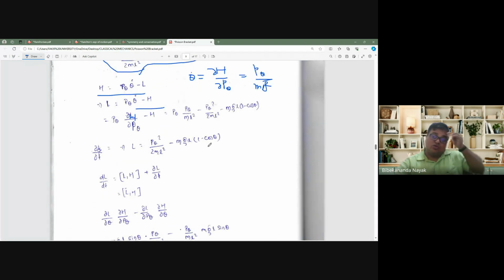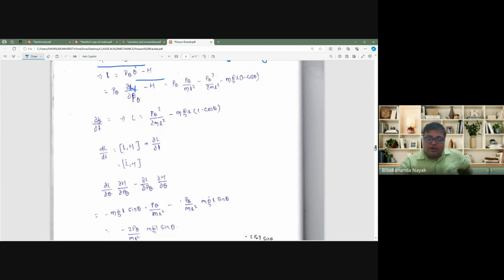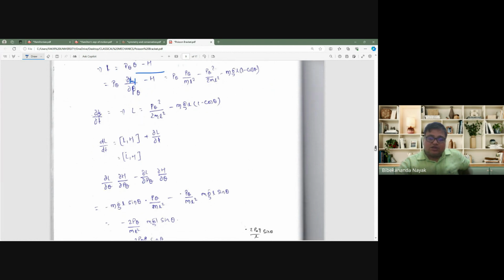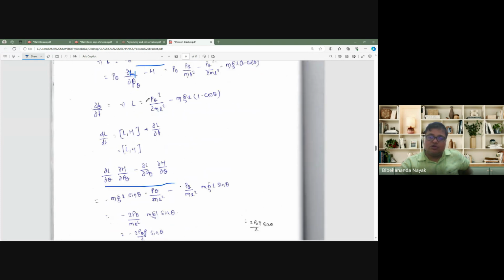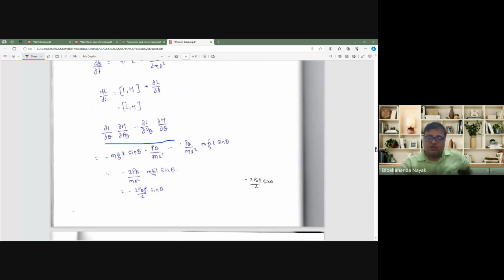Means it will be how much? m l square theta dot whole square. And del L by del t is equal to the Hamiltonian relation: del L by del theta into del H by del p theta minus del L by del p theta into del H by del theta. This is the relation. For that reason, I have not explicitly written the Lagrangian, because I only want to know the derivative with respect to theta and p theta. Theta dot is not required. So we take the derivative and find the result.